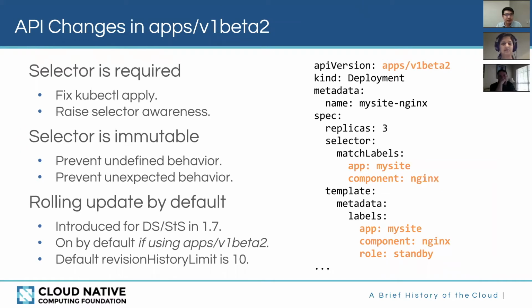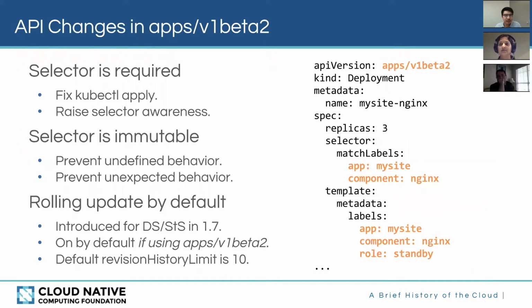And then the last thing to point out in apps v1 beta 2 is daemon set and stateful set. In 1.7, we introduced a rolling update. Instead of having to delete pods manually, you can just update the pod template and it will go and roll through update pods for you. But that was off by default in 1.7. What we did now is if you use the v1 beta 2 API, then these rolling updates are on by default in daemon set and stateful set, which matches the behavior that you already had for deployment, where it would by default do a rolling update.